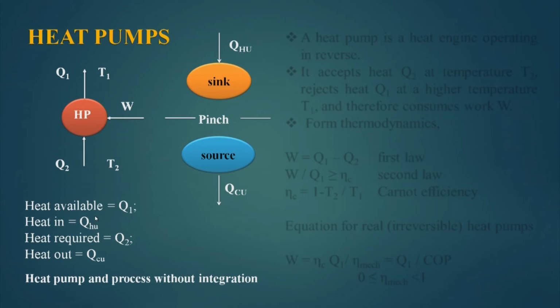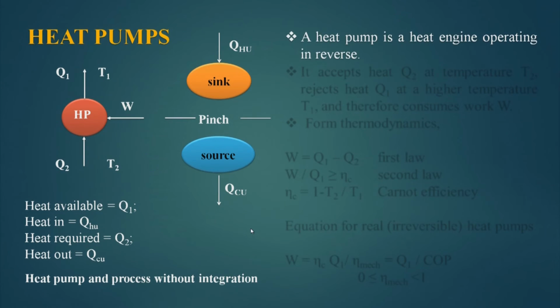So, heat available is Q1, heat in is QHU, heat required is Q2 and heat out is QCU. So, here heat is pumped, Q2 amount of heat is pumped by using W amount of work and it converts into Q1. So, this heat is available and this needs to be pumped from a lower temperature level.